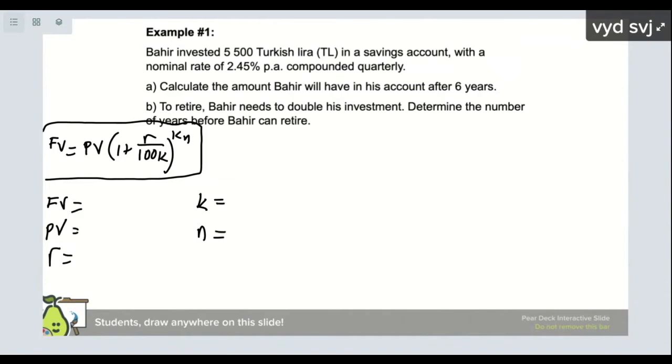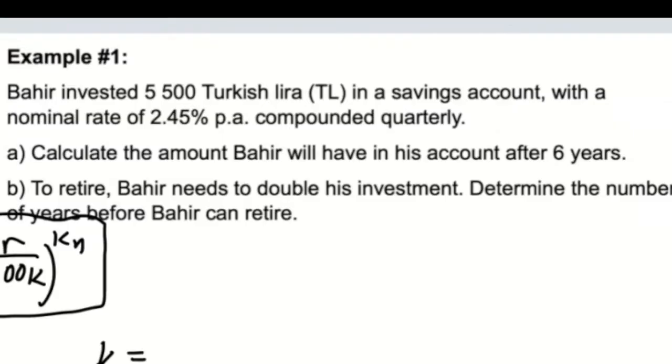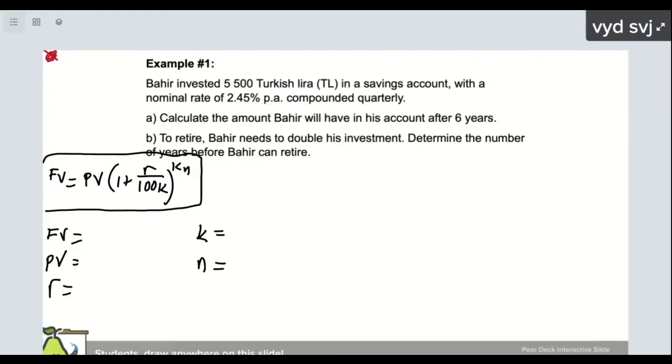Look at our problem. It says here invested 5,500 Turkish lira in a savings account. Good guy. With a nominal rate of 2.45% compounded quarterly. I don't know my FV, is what I'm looking for. Present value 5,500. My rate, I got 2.45, correct? Compounded quarterly, 4. N is 6.